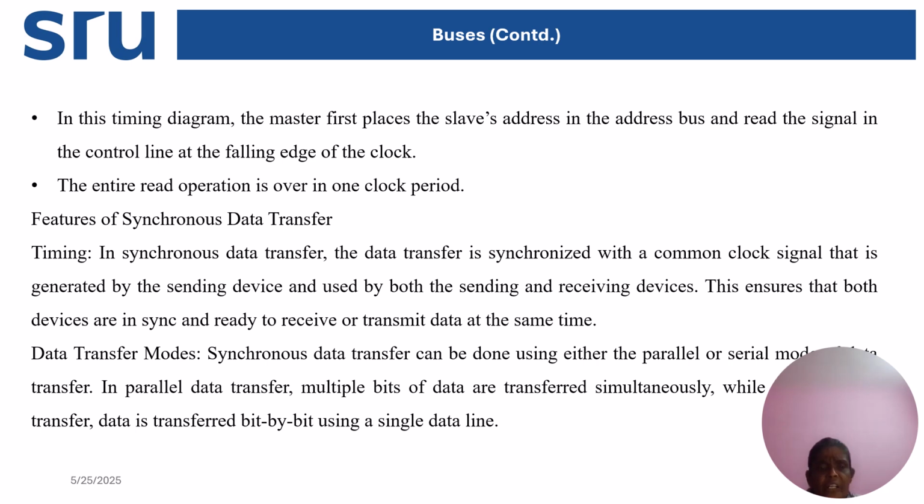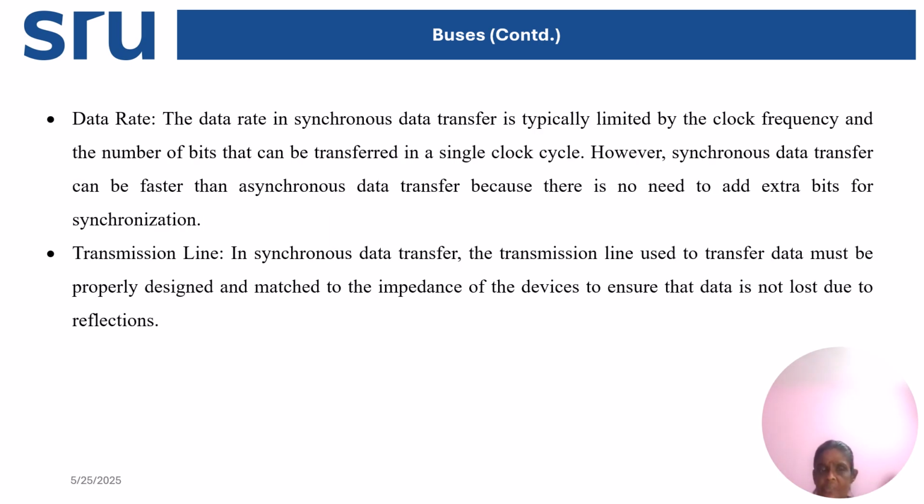And data transfer modes: what are they? Synchronous data transfer can be either serial or parallel. Parallel means 8 bits at a time. Serial means one by one. One line is provided from LSB to MSB, one by one, so 8 bits are transmitted over a single bus. But in parallel transfer, 8 buses will be there.